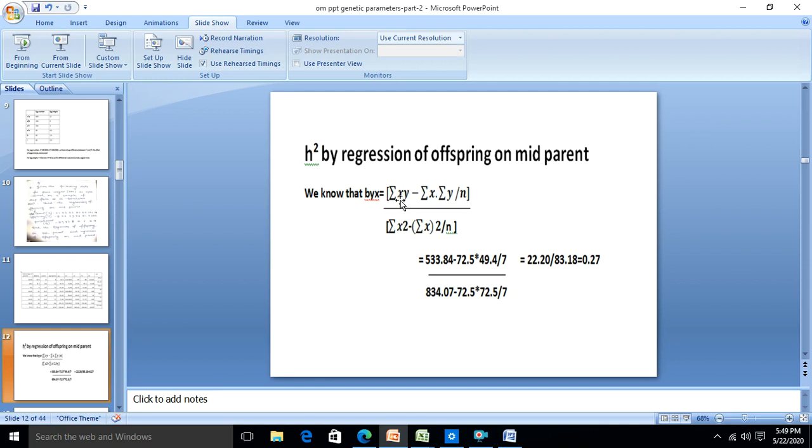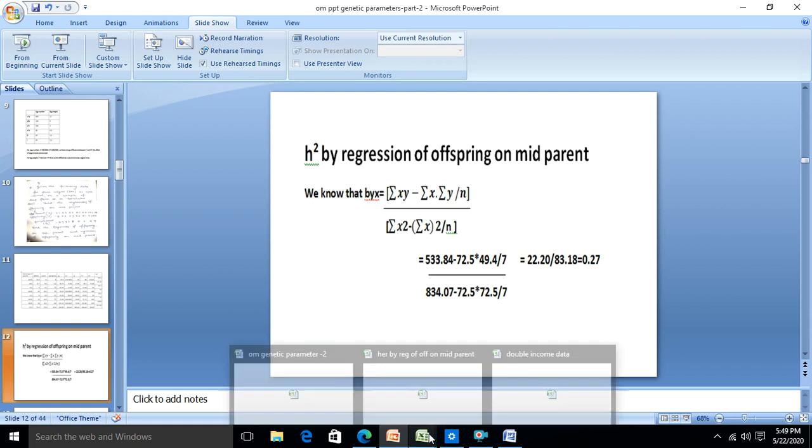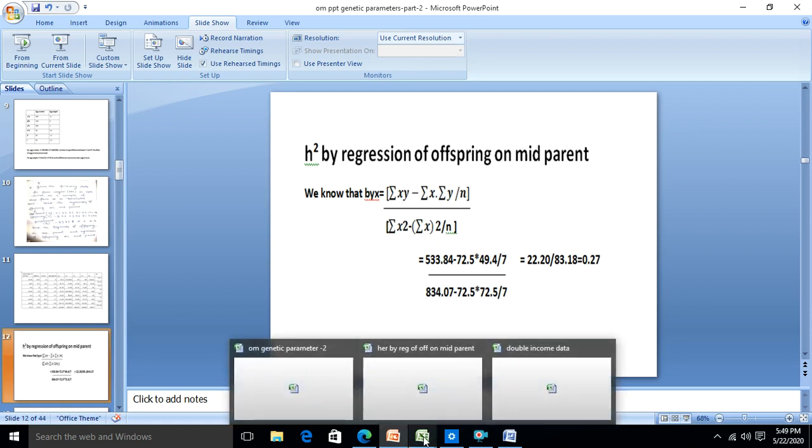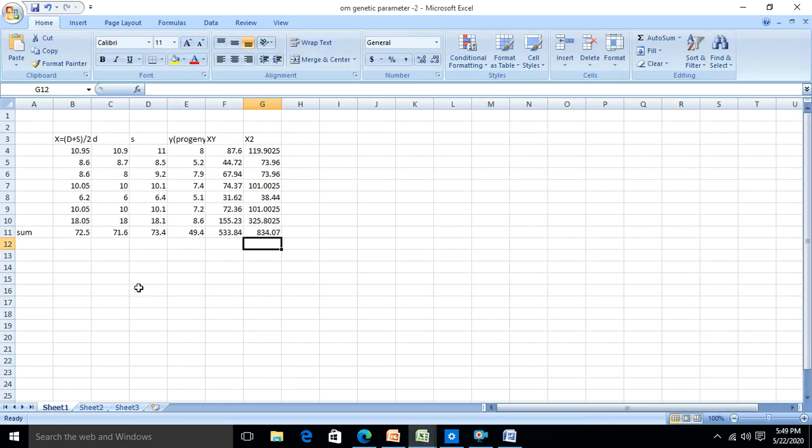We know that byx is equal to summation xy minus summation x into summation y upon n, whole upon summation x square minus summation x whole square upon n. You have to just go into the formula of regression coefficients again in biostatistics if you have any doubt. I have already discussed a bit in the beginning. Now coming back to my Excel sheet where I have found out all the inputs.